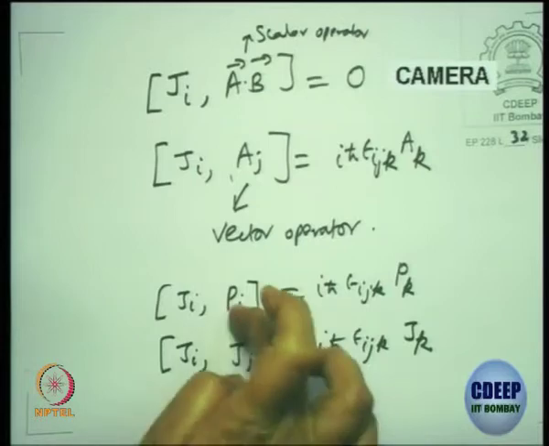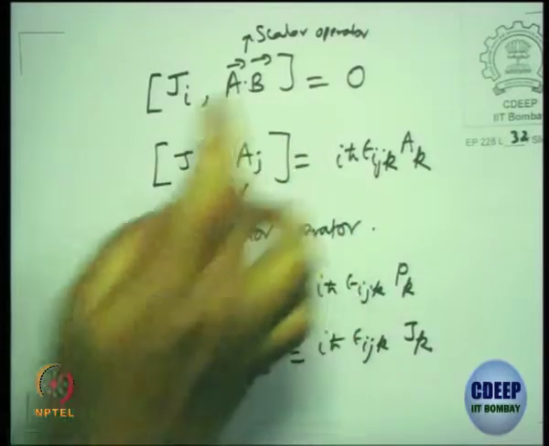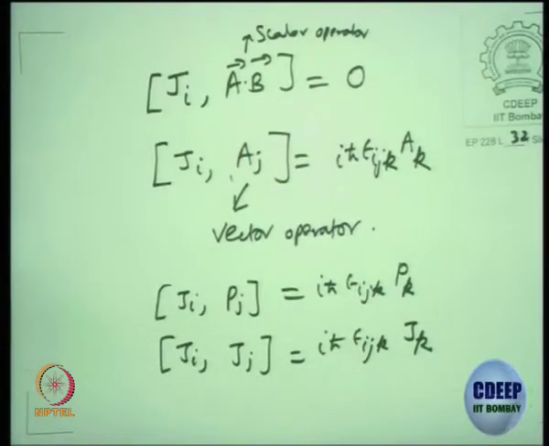I did this elaborately for the position operator. Please go and do the same thing for any vector operator. Any vector operator should behave exactly the same as a position operator. So this is a vector operator, this is a vector operator, this is a vector operator. They all transform. Whatever is a vector operator should be seen on the right hand side.